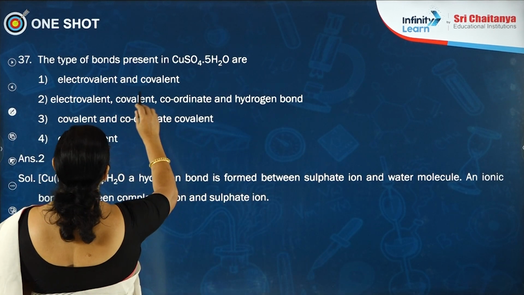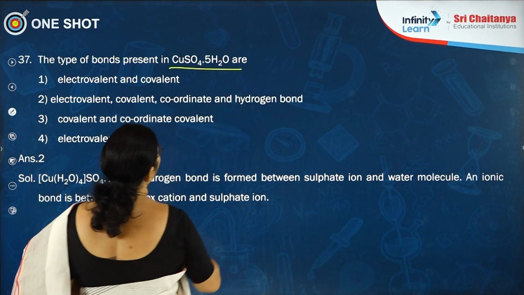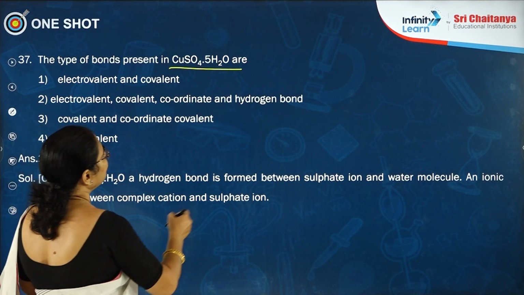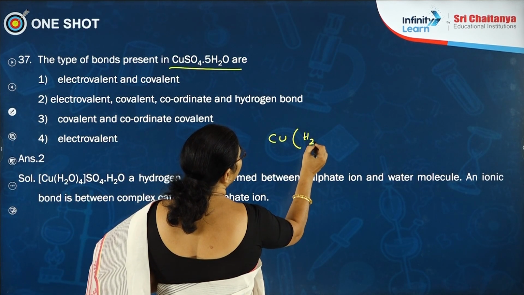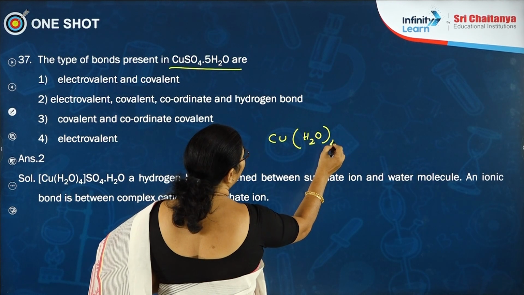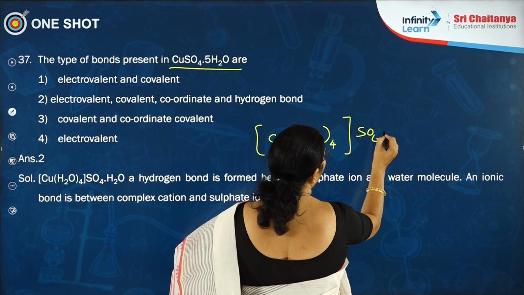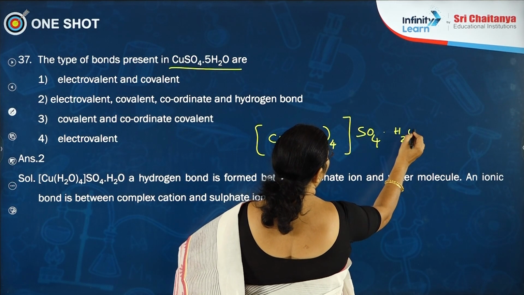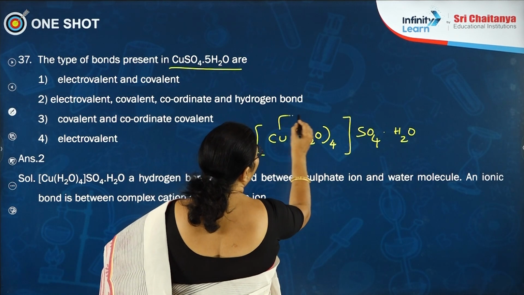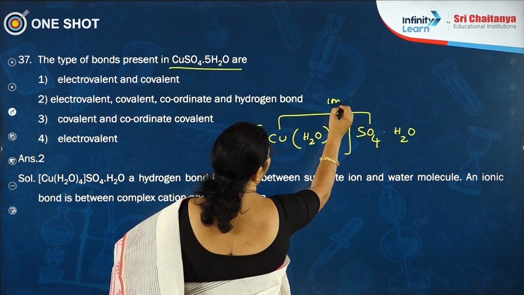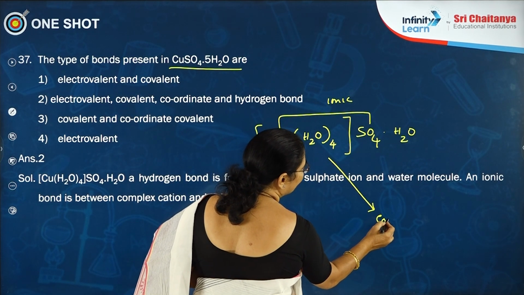Next one, the types of bonds present in copper sulphate pentahydrate. This is CuSO4.5H2O. In the structure, copper's 2 secondary valencies are satisfied by 4 water molecules, and sulphate is the anion. It forms one hydrogen bond with a water molecule. Now look at this. What are the different types of bonds present? Between copper and sulphate, ionic bond is present. In the water molecule, only in water we can see covalent bond.